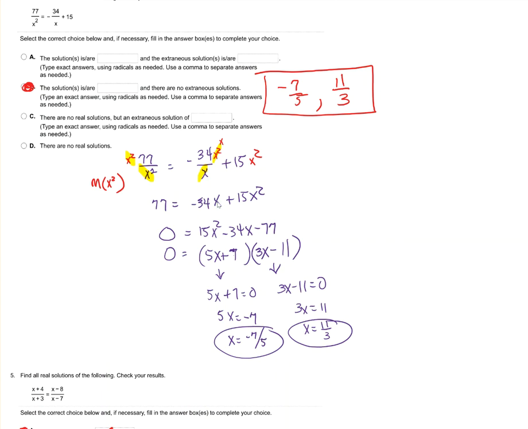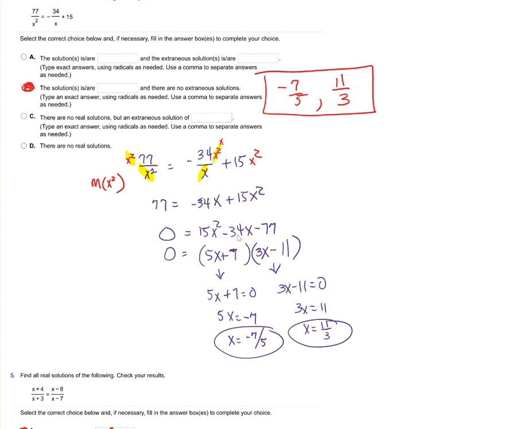So we've got this now. We want to turn this into a quadratic equaling 0. So we'll do that. We'll get the negative 77 over here. So you want to think about what multiplies to give you 77.